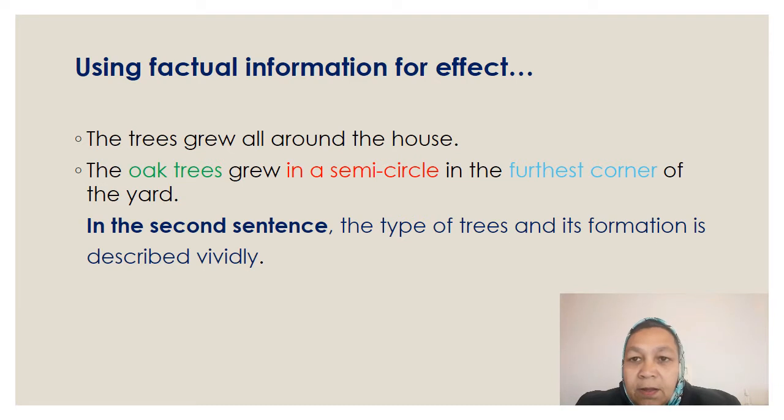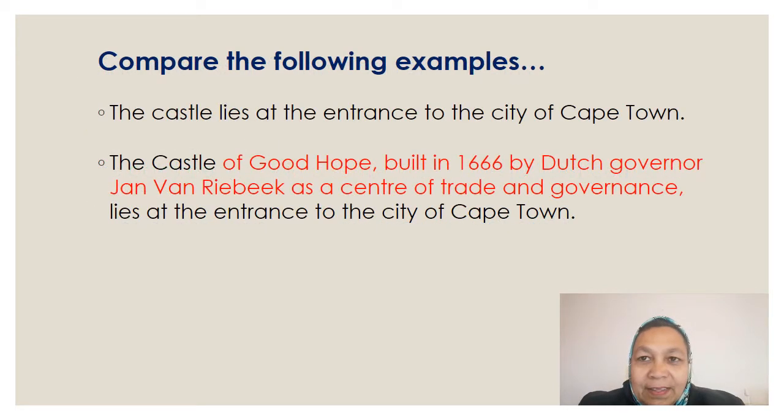Obviously, this is a more vivid picture than the first sentence because we can imagine the type of trees, the kind of shade that it provided, as well as the shape that the writer described. Let's examine the two examples that are given here. The first sentence describes the Castle of Good Hope, which can be found in Cape Town. The castle lies at the entrance to the city of Cape Town. But it doesn't tell us anything else about the castle itself.